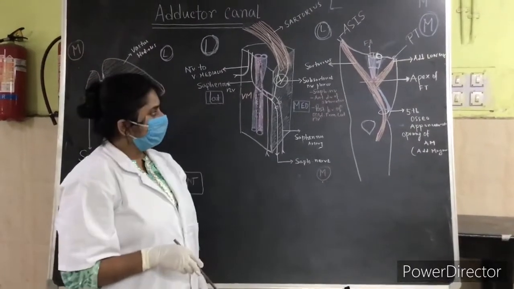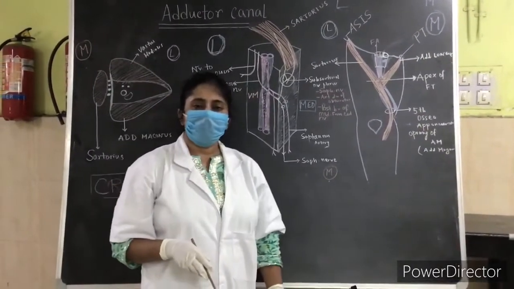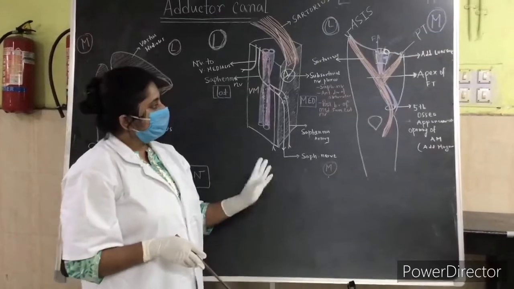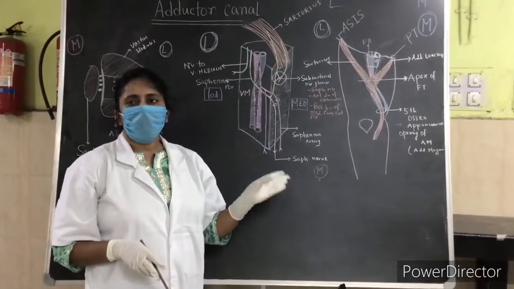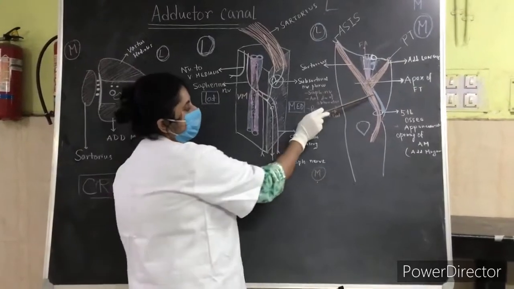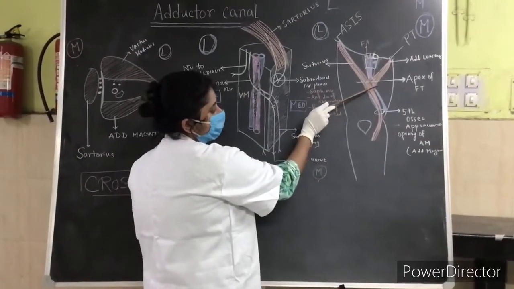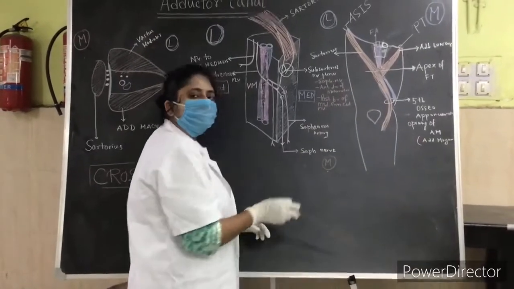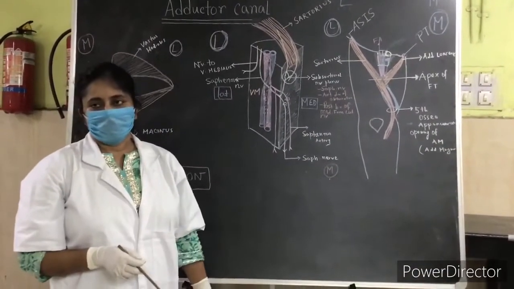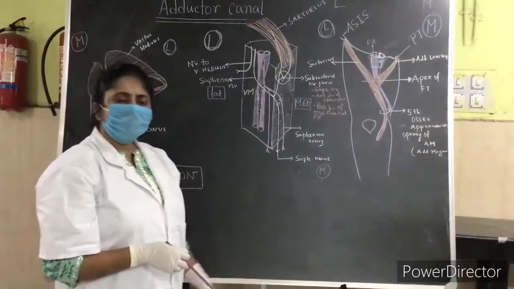Good afternoon everyone. Today we are going to discuss the region known as the adductor canal, which is present in the lower limb, in the lower part of the medial aspect of the thigh. This adductor canal is also known as Hunter's canal. So why is it known as Hunter's canal?